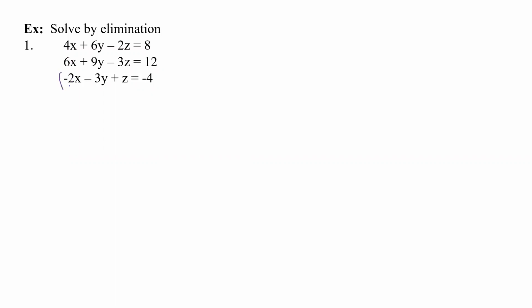And see if I can get to the other 2. So I think then what I'm going to do is multiply this by 3 and then add it to number 2. And I'm going to multiply this by 2 and add it to number 1. Okay, and so that way I'm going to eliminate the x variable, and I'll have 2 equations with 2 unknowns. All right, so if I do the first equation first, I'm going to have 4x plus 6y minus 2z equals 8. And then if I take this times the 2, I'll have a minus 4x minus 6y, and then it'll be plus 2z, and that equals a negative 8.